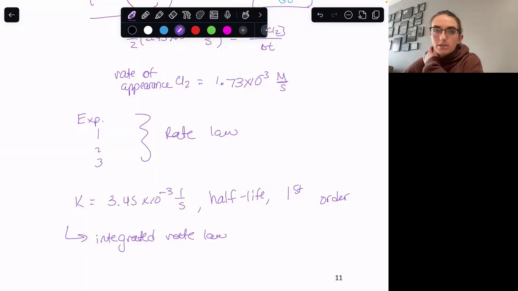Yep, you want to use the Arrhenius equation when given two temperatures. Yep. Does that make sense for the difference in them?